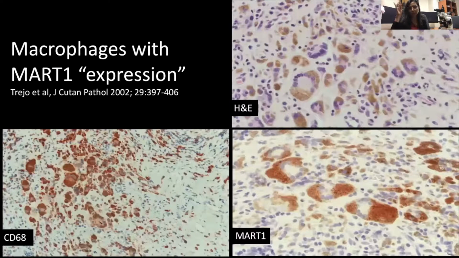Another pitfall is we already mentioned that MUD1 expression in the macrophages, as you see here H&E, and then here as you see multinucleated cell with the melanin pigment. Those are staining with MUD1, and CD68 highlights that those are the histiocytes, not the melanocytes.